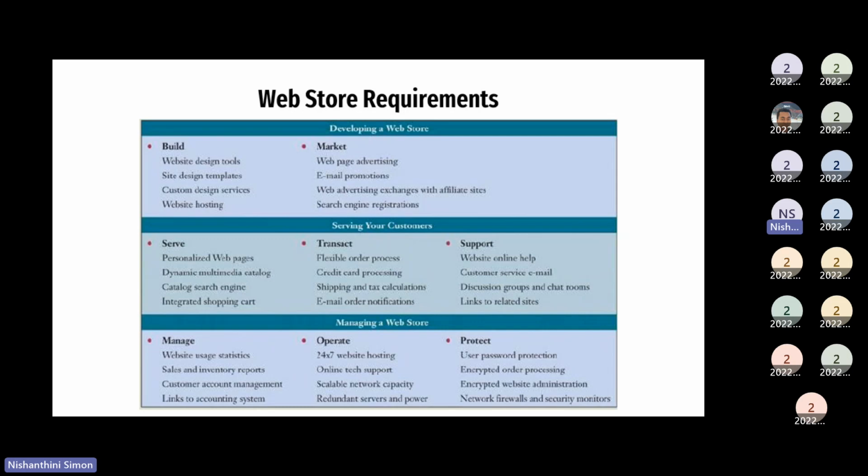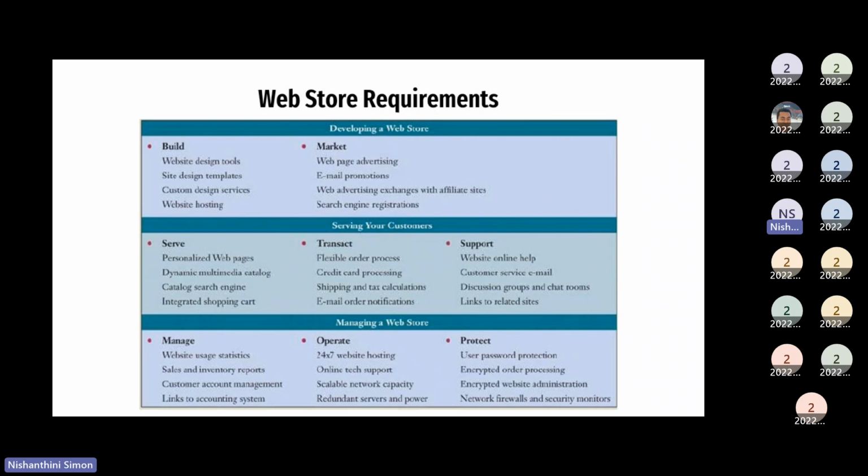So how are we going to serve the customer in a proper way, right? These two years we are developing, and now we are running the system. What features and support are we going to give to the customer? Then from the business side, how are we going to manage the web store? That is also important.